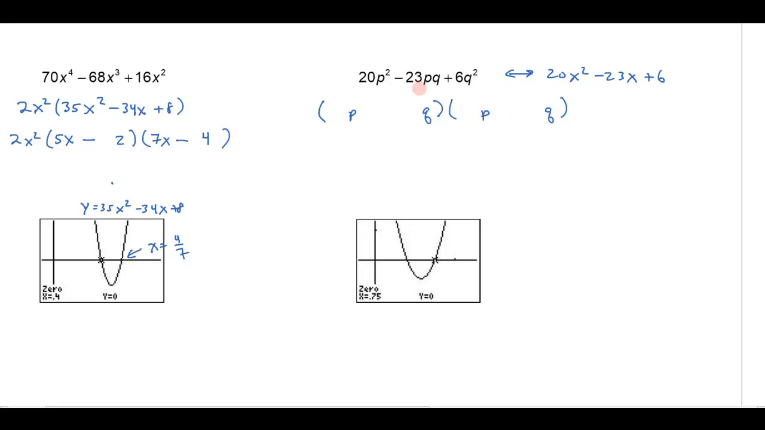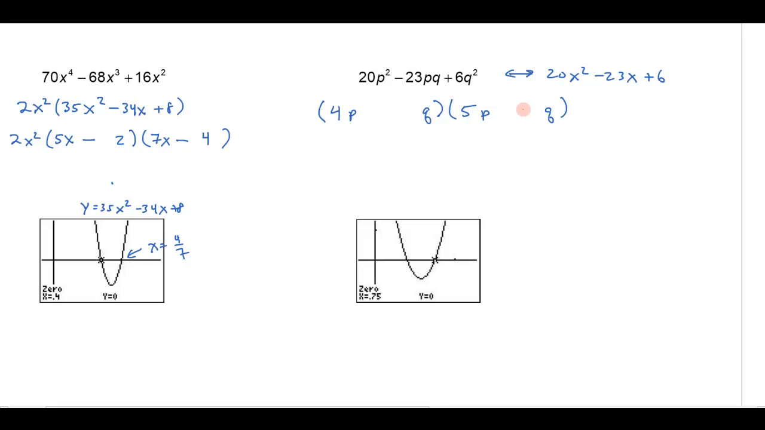So once again, unless this number is quite large, I would tend to start off with the inner factors like 4p and 5p as opposed to 20p and 1p, or even 10p and 2p. But if it doesn't work out, we'll try that. And then let's try the 6 here. Again, I would start with the middle factors unless this number here is quite large. Let's try 2 and 3.